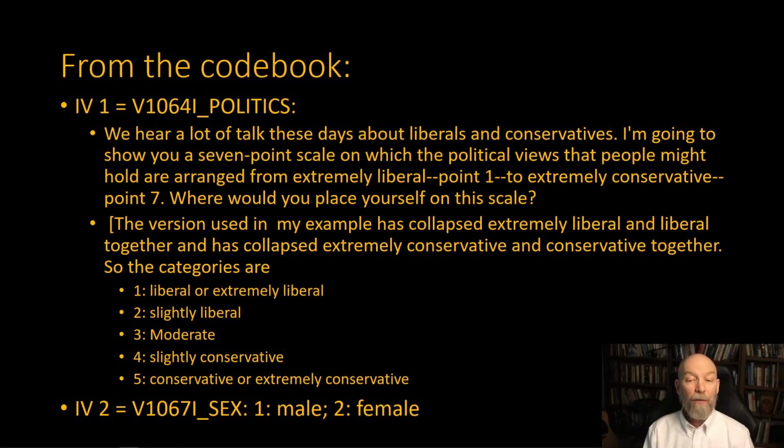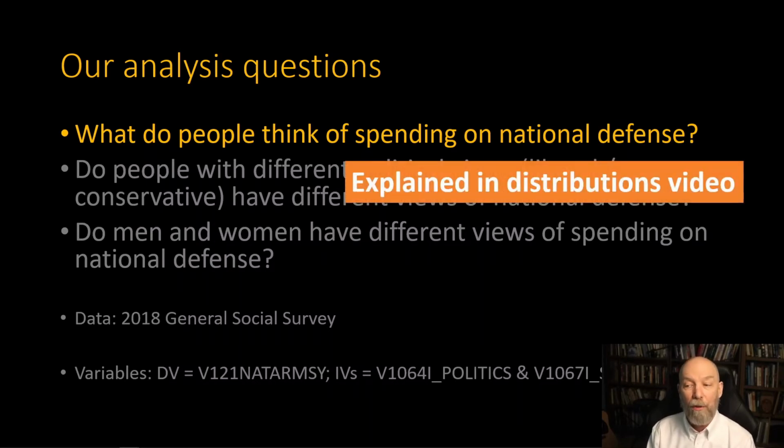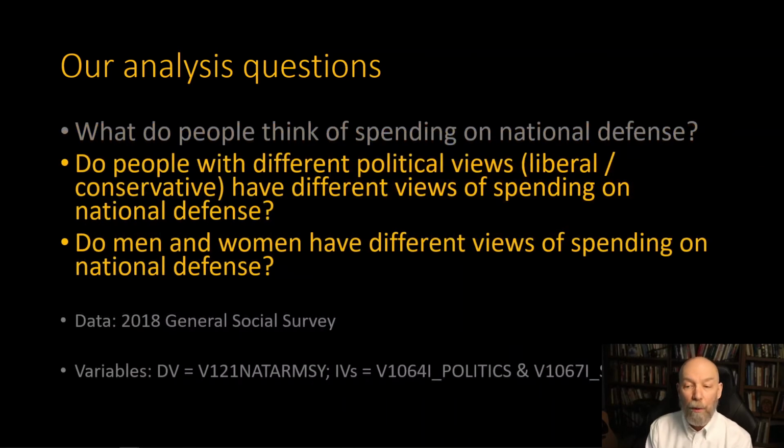And then finally, I have a variable that basically asks people their biological sex. Are they male or female? So this first question, what do people think of spending on national defense? That's a univariate question, and it was explained how you would answer that in the distributions video. But these next two, do people with different political views, do men and women, have different views on spending on national defense? This is something new. This is what we need to use cross-tabulations for.